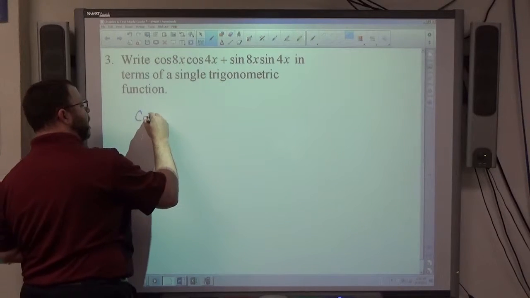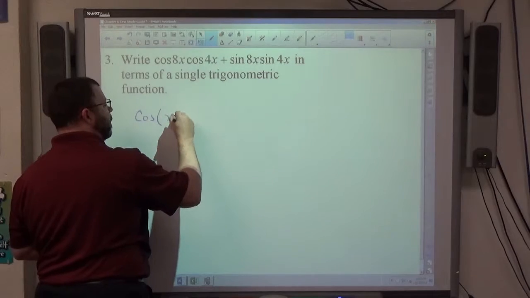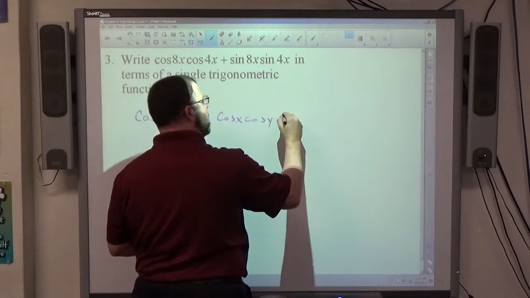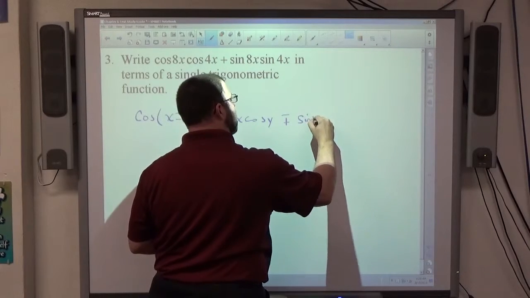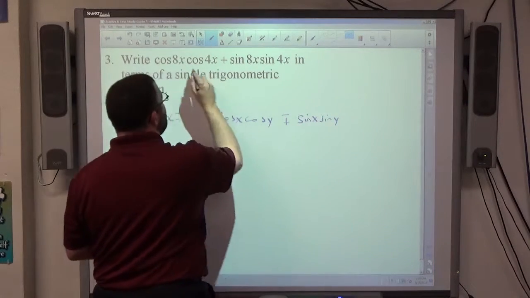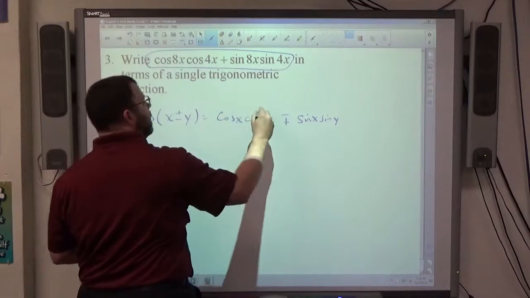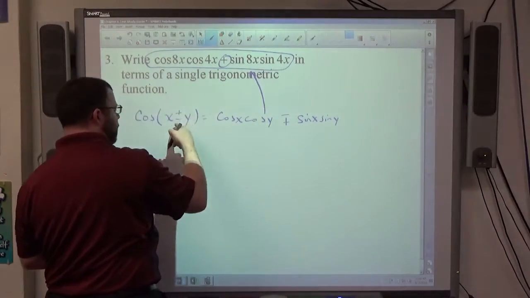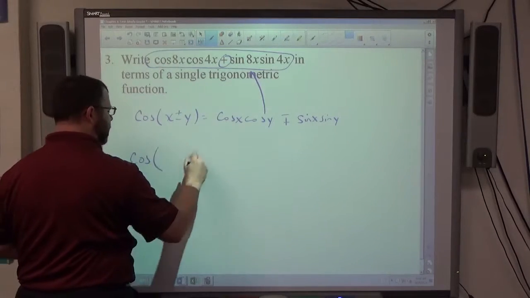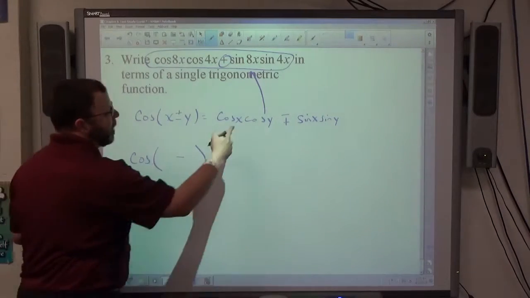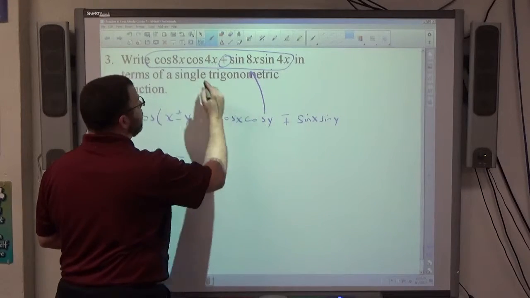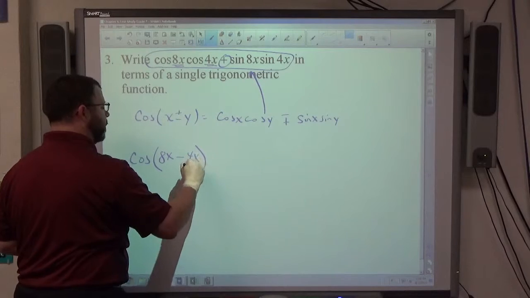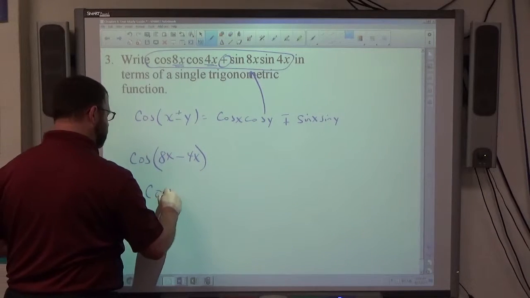So if I write that identity down, cosine of x plus or minus y is cosine of x cosine of y minus plus sine of x sine of y. This is that side. And it's got a plus sign, so that means in this one you get a minus sign. So it's going to be cosine of something minus something. And the x and the y are the first and the second thing. So there's x, there's y. So 8x goes here, 4x goes here. 8x minus 4x is 4x.